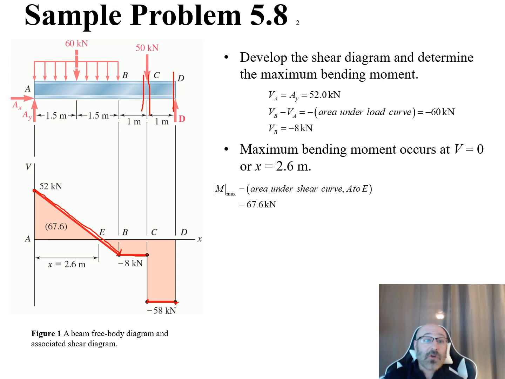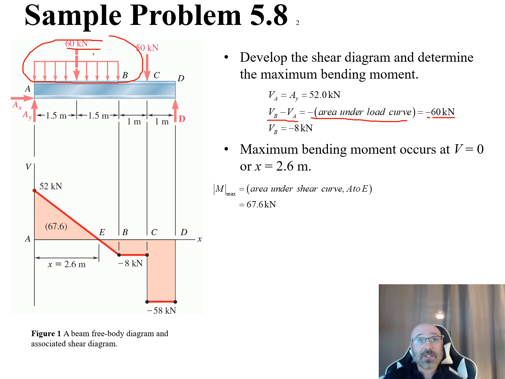Now, there is an alternative way for us to find our shear diagram and draw this out. And that's to recognize this relationship right here that V_B minus V_A is equal to the negative area under our load curve. Where the negative area under our load curve right here is going to be negative 60 kilonewtons, because this is the area under our load curve, that 60 kilonewtons going from A to B. So we can say, okay, well, if I know that V sub A is 52 kilonewtons, I can plug that in. V_B minus 52 kilonewtons is equal to negative 60. So therefore our V sub B, if we solve that out, would need to be negative 8 kilonewtons. So we can do that right down here.